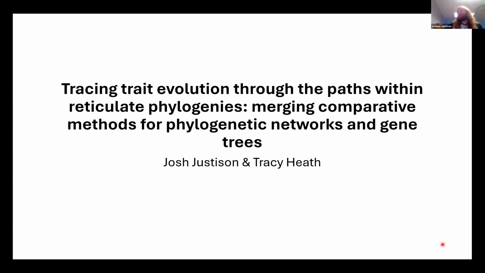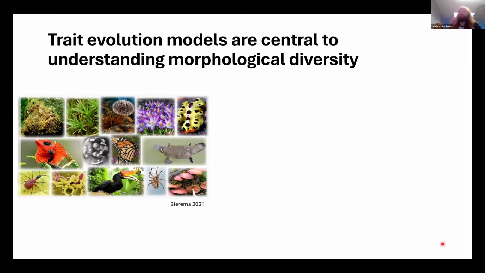And so today I'm going to be talking about a comparative method that considers the various paths found within reticulate phylogenies. First, we might notice that trait evolution models are going to be central to understanding patterns in morphological diversity. These can be used to assess things like tempo and mode of evolution, and ultimately poke at questions related to adaptation or selection.